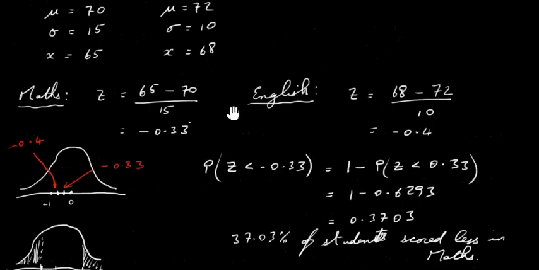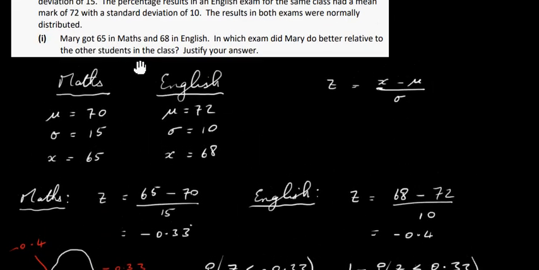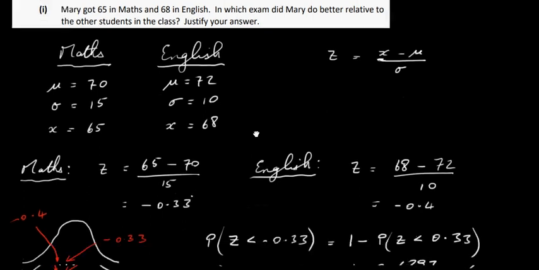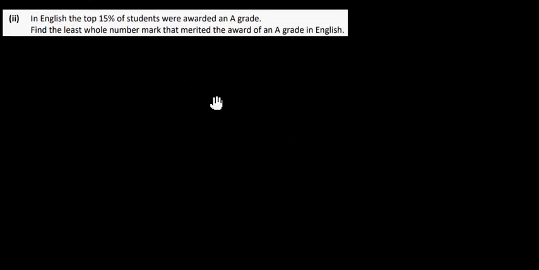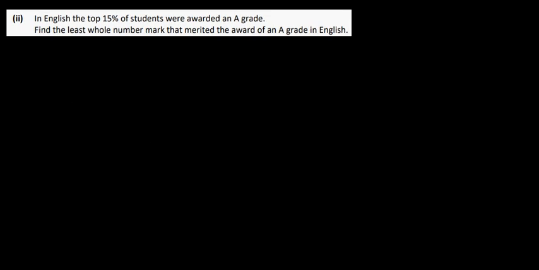Okay, so that's what we were asked to do here. Mary got 65 in maths, 68 in English. In which exam did she do better relative to the other students in the class? Justify your answer. So we've done that here. Okay, so let's have a look at part 2 here. In English, the top 15% of students were awarded an A grade. Find the least whole number mark that merited the award of an A grade in English.